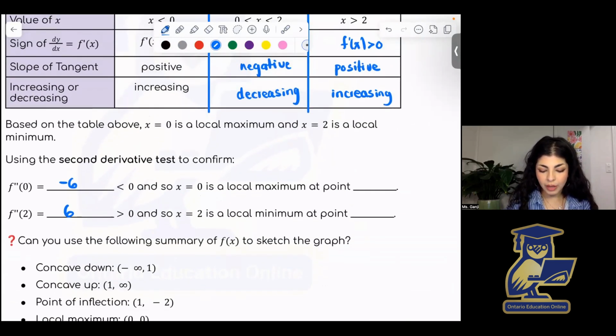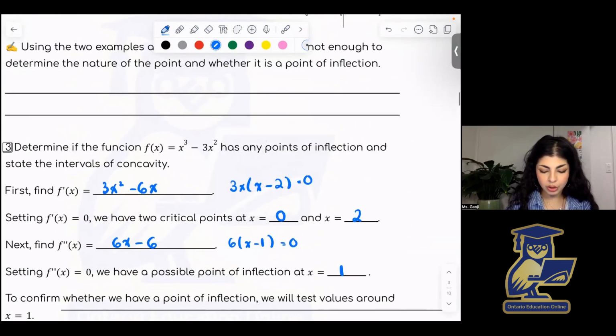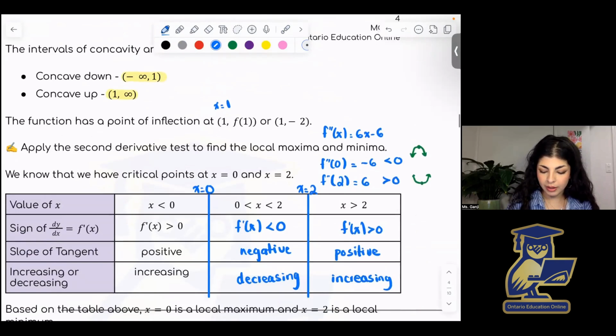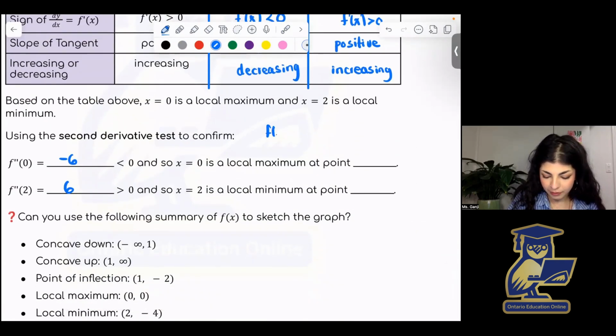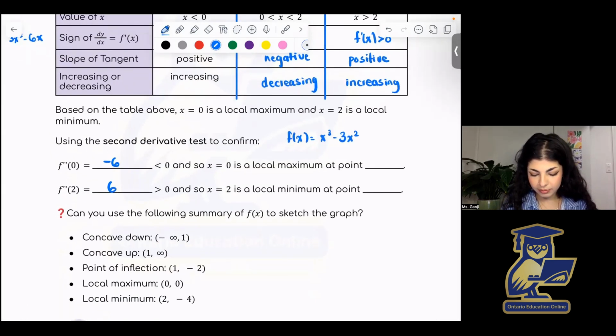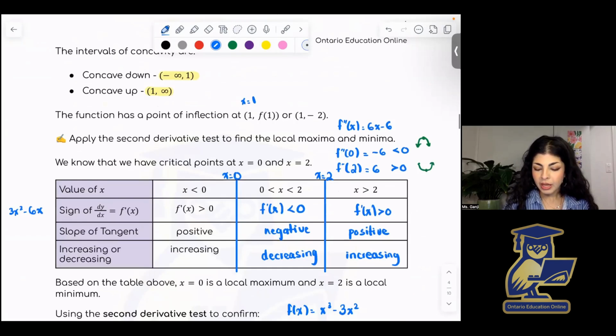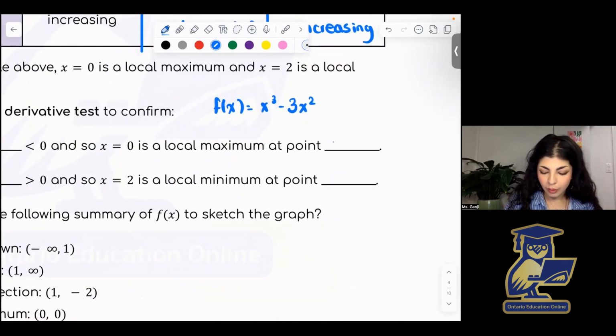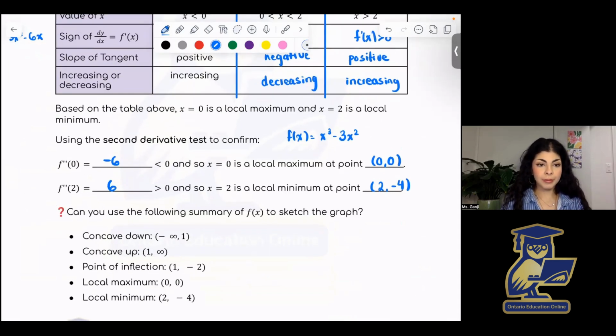And here, when you're asked to find the point, we're just going back to our original function, which was x cubed minus 3x squared. Just gonna double check that. Yeah, there we go. And you're just finding what the point would be. So if we have 0, this is just 0. And at point 2, we have 8 minus 12, which is negative 4. And that is our local minimum.